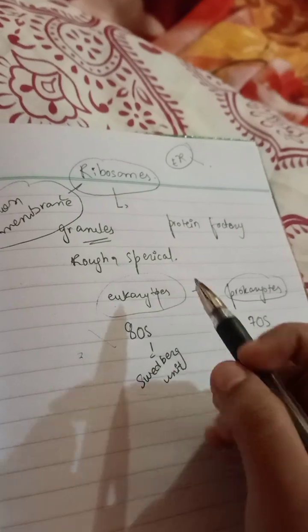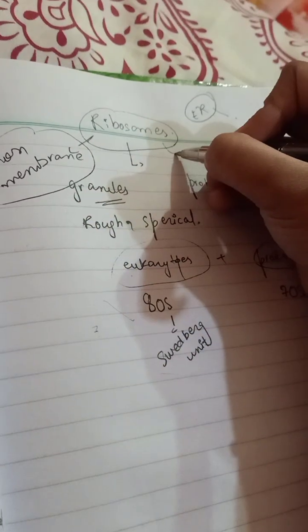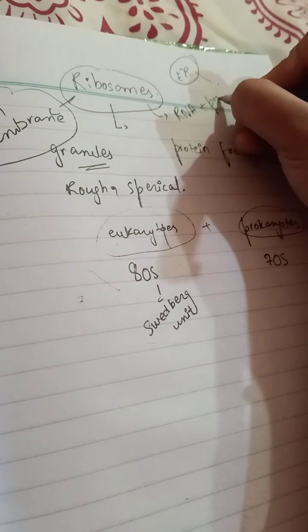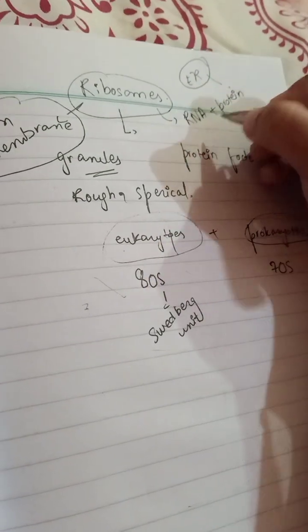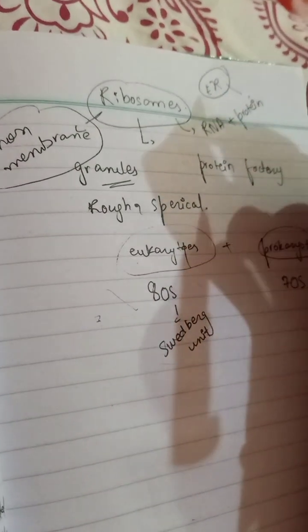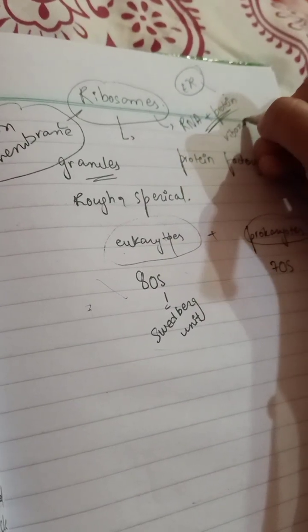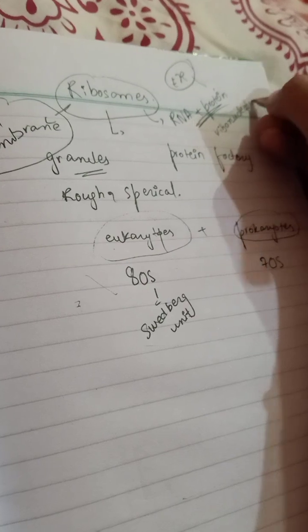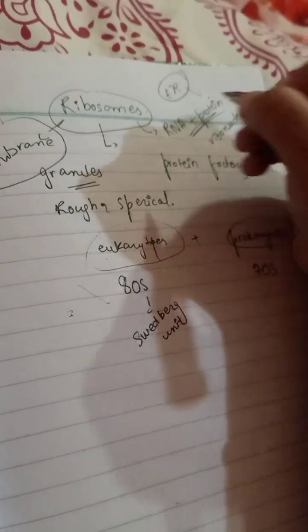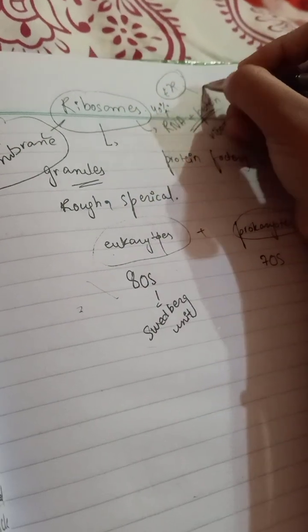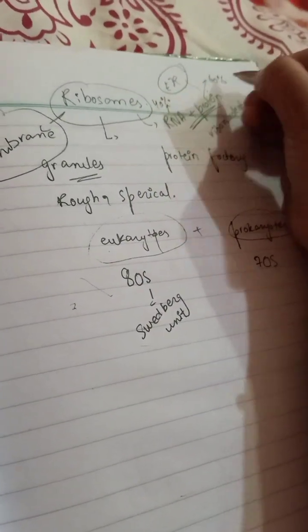The ribosome is made up of RNA plus protein, so we call it a ribonucleoprotein. The ribosome is made up of ribonucleoprotein. It has 40% RNA, and the protein is about 60% in the ribosome.